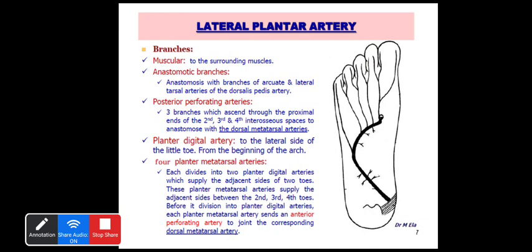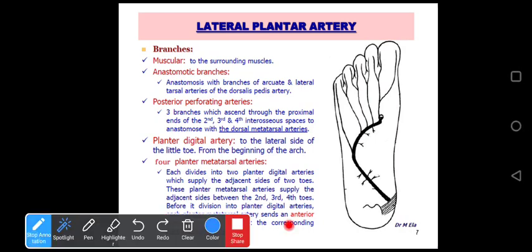So after giving these branches, the lateral plantar artery joins with the dorsalis pedis. Of course, you can see here this area, it is taking a dip, and thereby it joins with the dorsalis pedis. The dorsalis pedis takes a dip between the first interdigital cleft and joins with the lateral plantar artery. So thereby there is the anastomosis between the anterior tibial artery and posterior tibial artery in the sole of the foot. Is it clear to you?